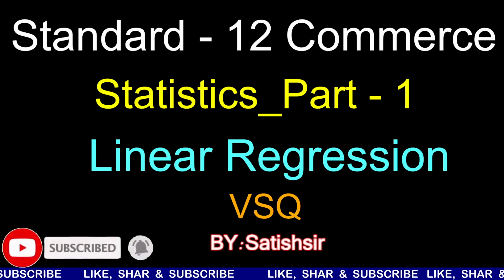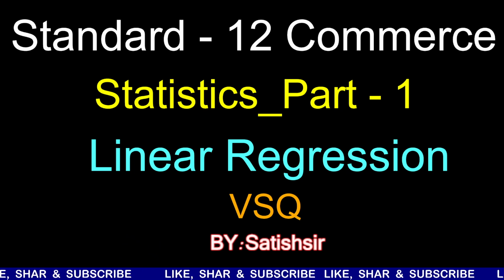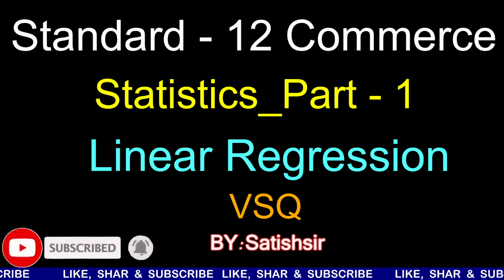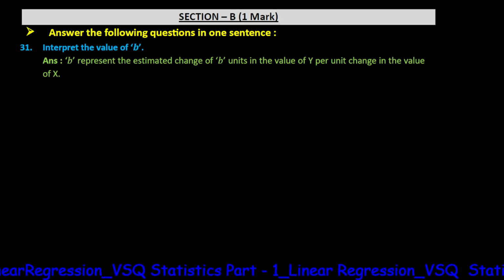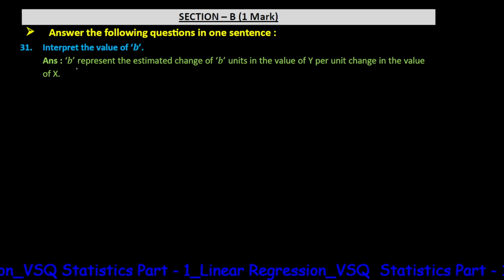Hello dear students, in this video we are going to learn VSQ from 31 to 50 of linear regression. So let us start. Question number 31: interpret the value of B.